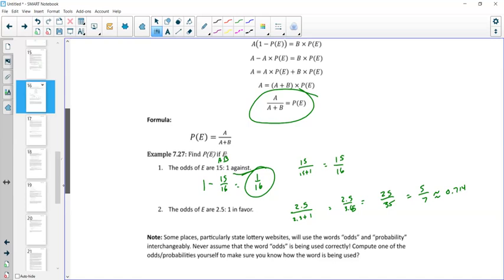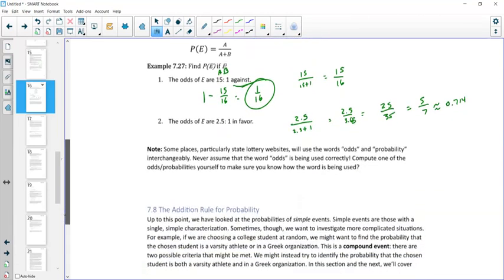Some places, particularly state lottery websites, will use the words odds and probability interchangeably. Never assume the word odds is being used correctly. Compute one of the odds or probabilities yourself to make sure you know how the word is being used. Okay. And that finishes up this section.